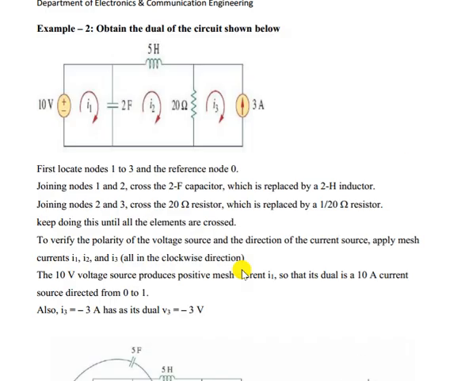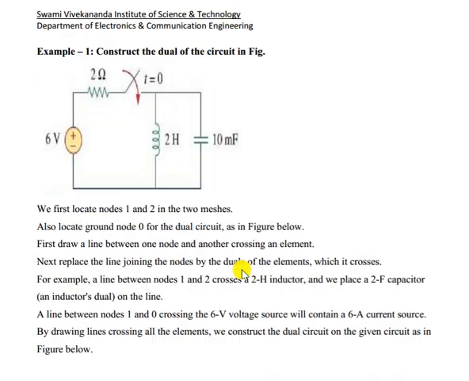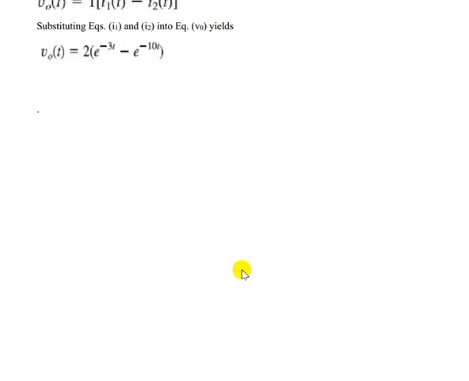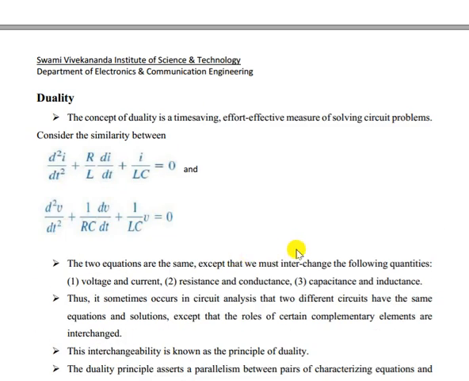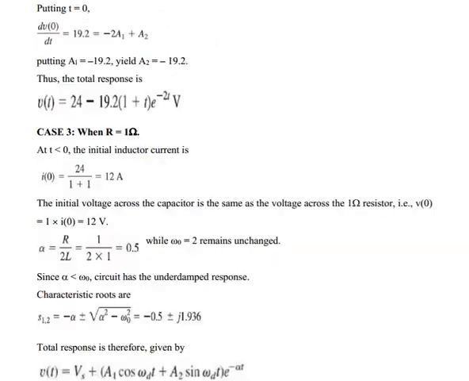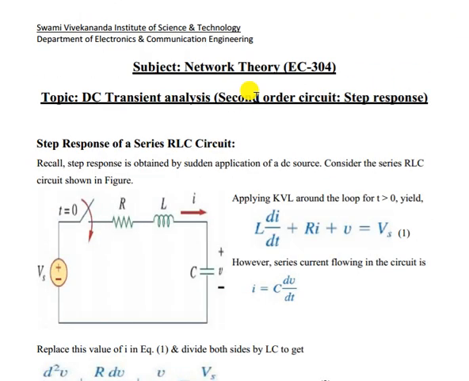So this is the extra point that I want to emphasize here, because I have a little bit of time left. I have time, so I discussed duality. Now you can practice some problems regarding this topic, that is DC transient analysis, second order circuit, step response, or second order circuit with source. Okay, so this is it for today. Thank you so much.